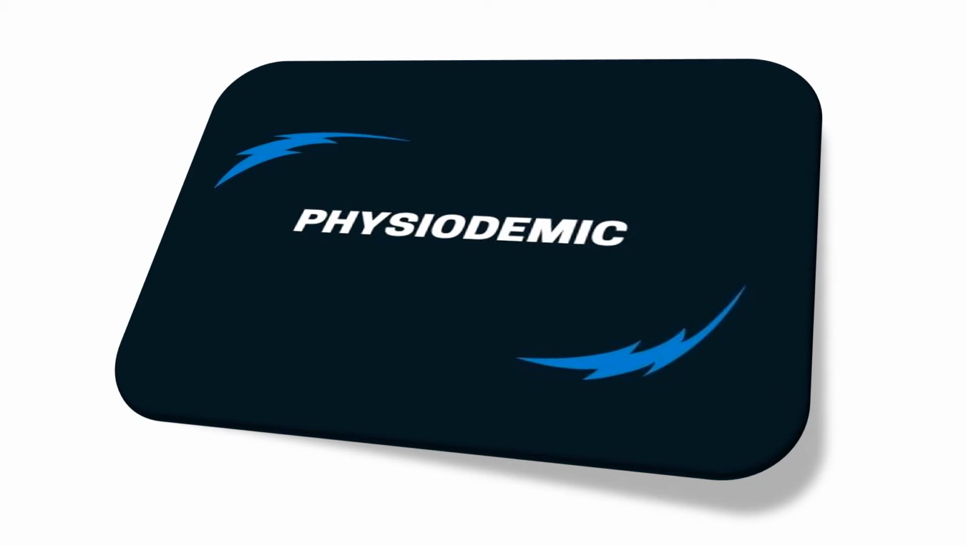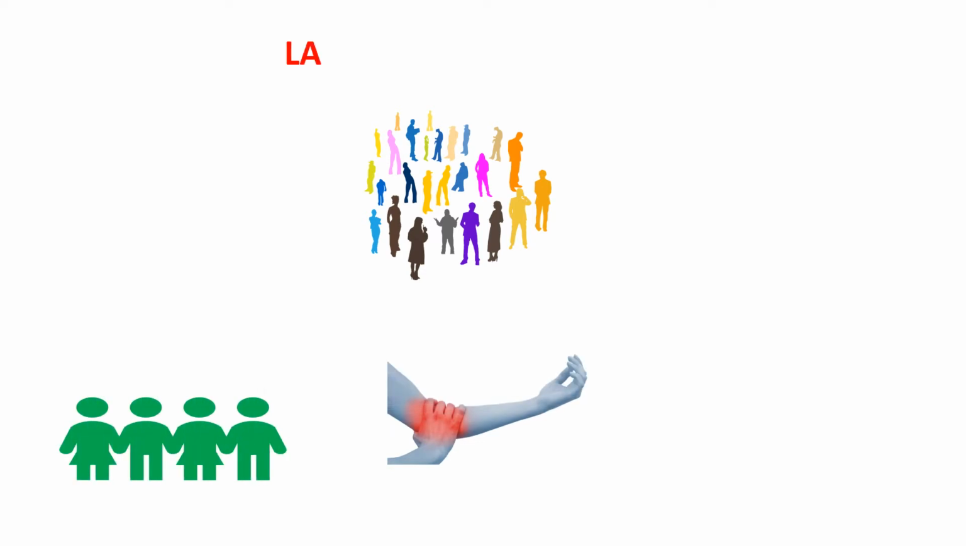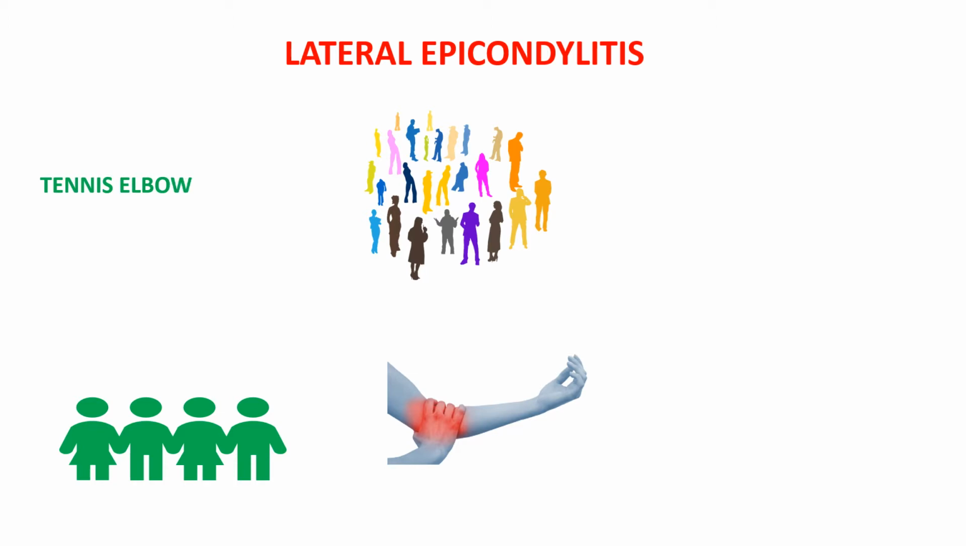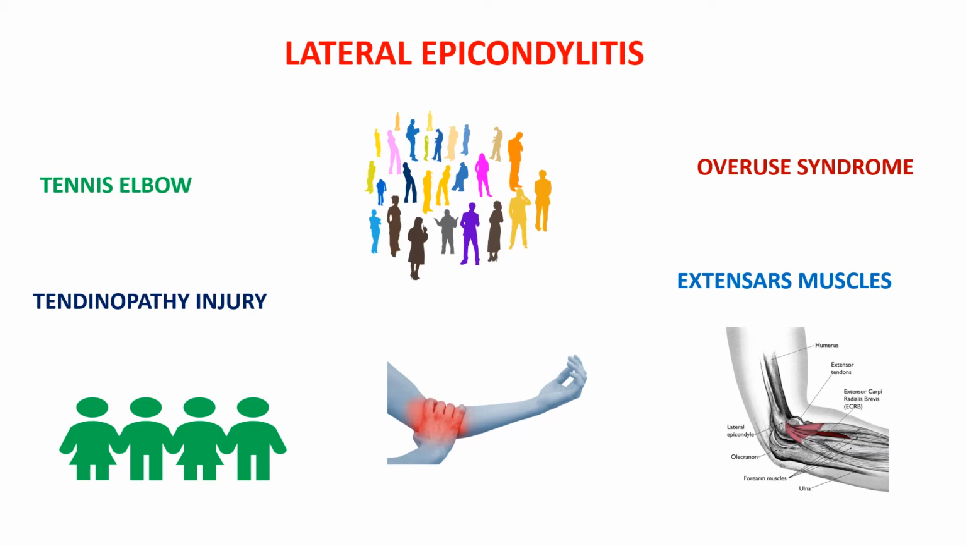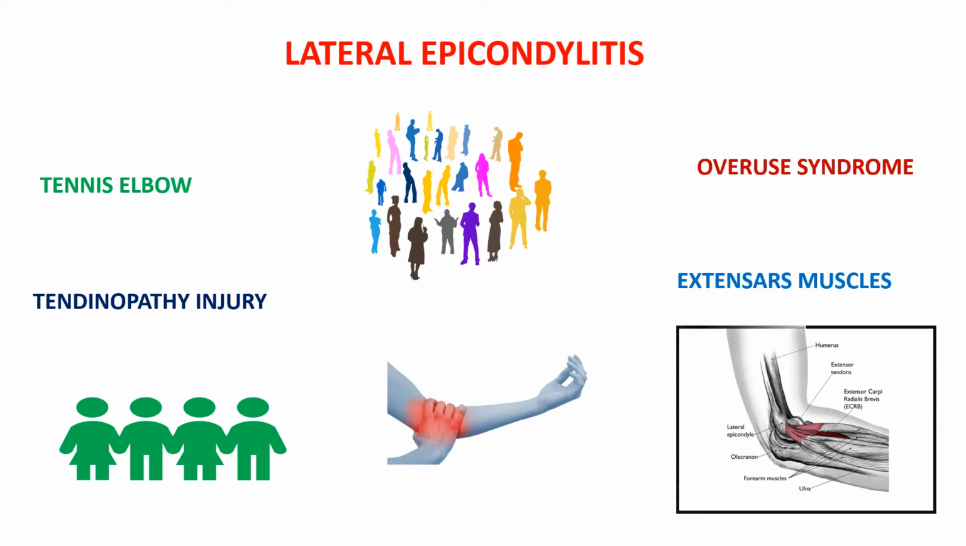Today I will tell you about the tennis elbow, which is a very common problem nowadays among people. Many people suffer with elbow pains, and a few of them are diagnosed with lateral epicondylitis. Lateral epicondylitis is also known as tennis elbow, and it is the most common overuse syndrome in the elbow. It is a tendinopathy injury involving the extensor muscles of the forearm, which originate from the lateral epicondyle of the humerus.